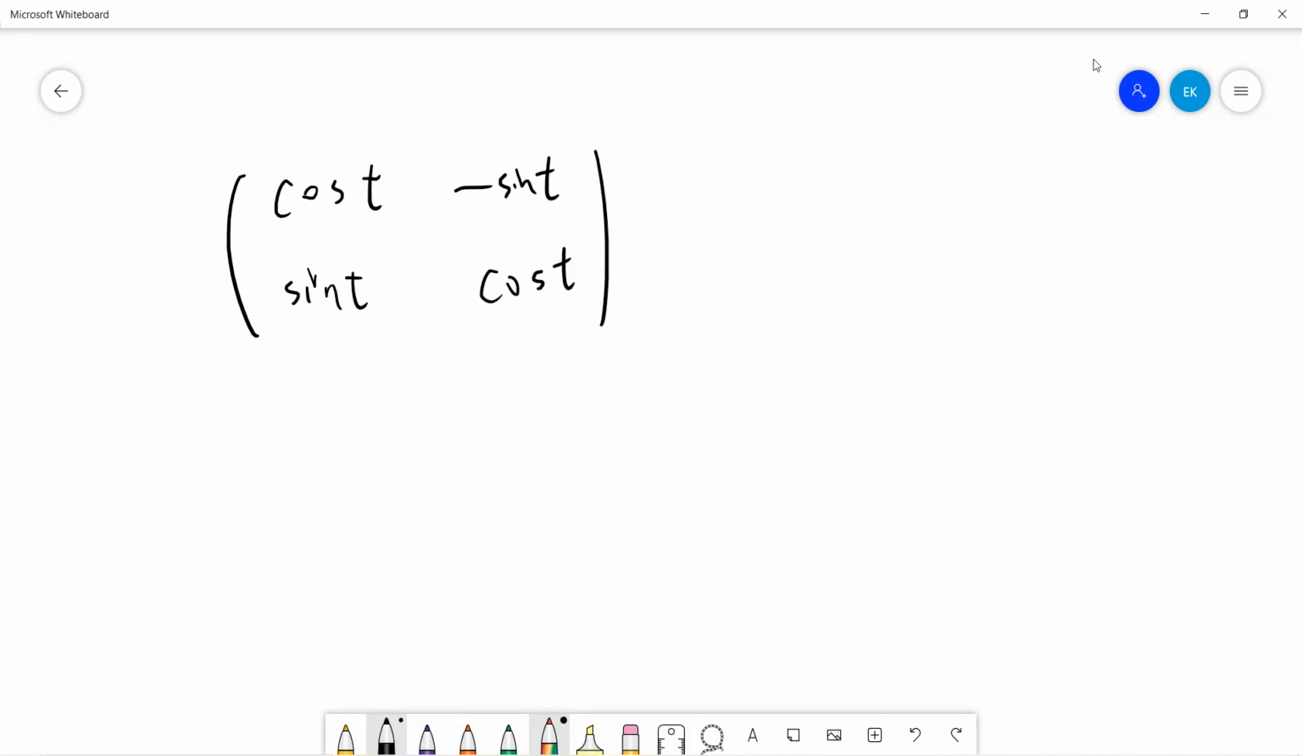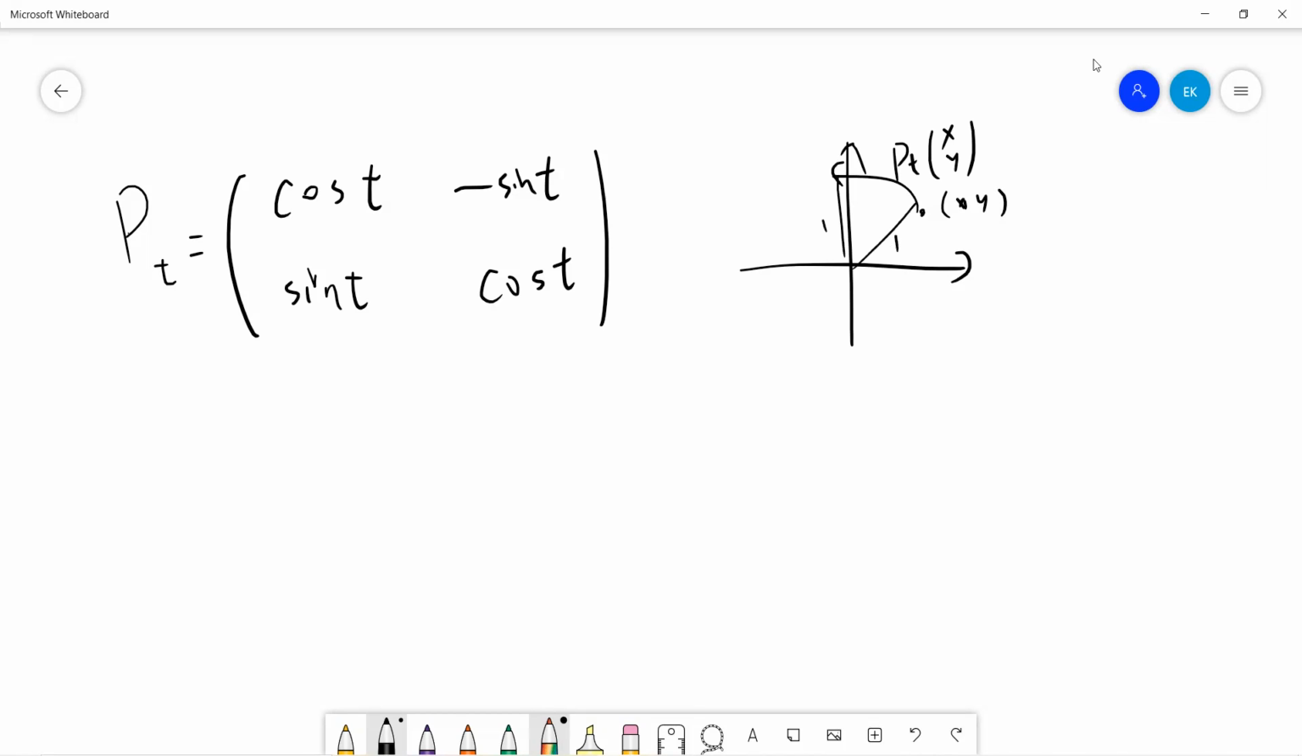Let's just consider P of t, a rotation matrix: cosine t, minus sine t, sine t, cosine t. The idea is that somebody gives you a point, let's say x and y, and if you apply P of t to this x and y, it gives you the rotation with the same length but with the angle t. And we want to claim that this is exactly what happens.